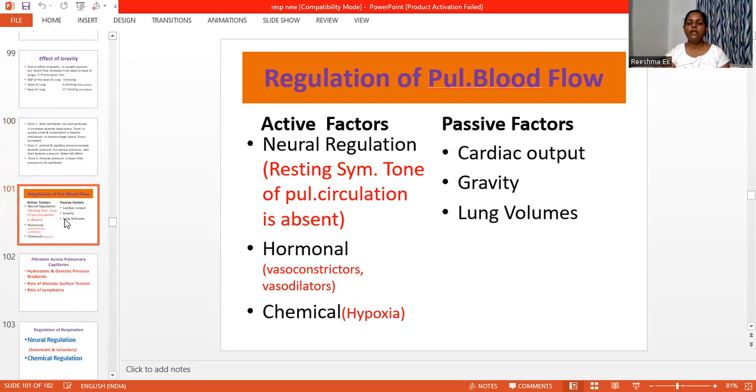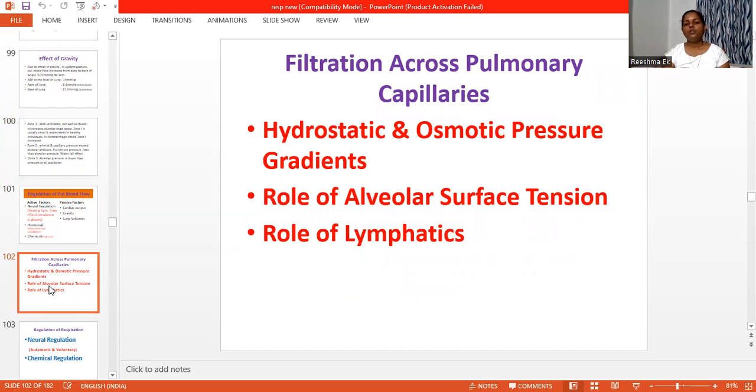Then regulation of pulmonary blood flow. Active factors are neural regulation, hormonal regulation, and chemical regulation. Passive factors are cardiac output, gravity, and lung volumes. Then filtration across pulmonary capillaries is affected by hydrostatic and osmotic pressure gradients. There is a role of alveolar surface tension and also a role of lymphatics. That's all about pulmonary circulation, about the transport of oxygen and transport of carbon dioxide. Thank you.